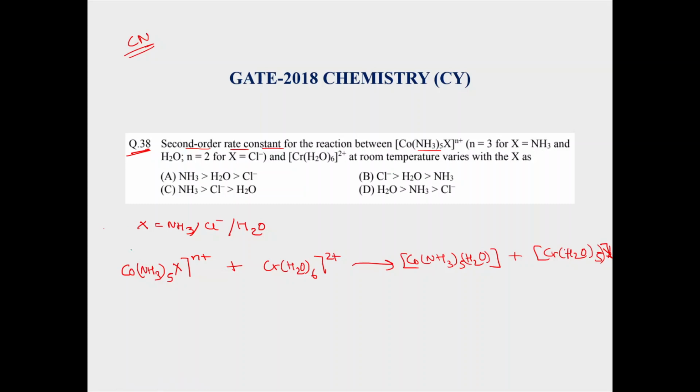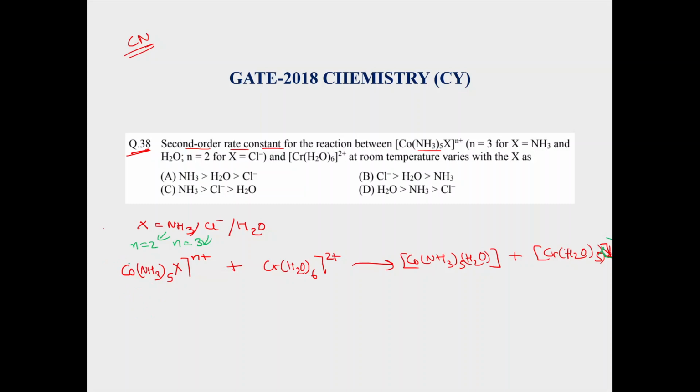Okay. So here, the options are here. It is written that n is 2 when it is ammonia or H2O, and n is 3 when it is Cl. n is the overall charge of the complex. Now, how do we see what will be the oxidation state for this? Here, one X is there.